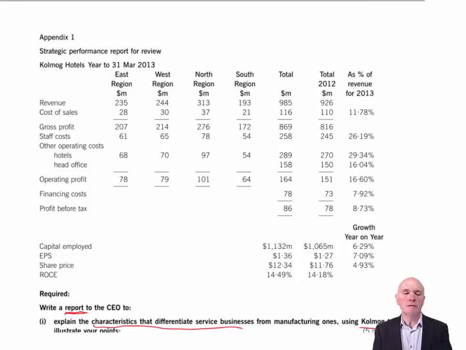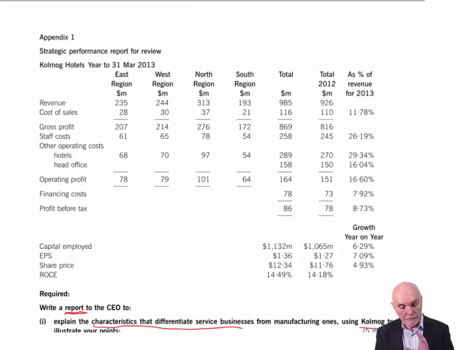As we were told, they broke the hotel business into 4 different regions of the country. So here we have it broken down: east, west, north, and south. We've got the total for the year, the total for last year. We have percentages of revenue as we go down there. Towards the bottom, they've calculated some other figures for us: the capital employed, the earnings per share, the share price, and the return on capital employed.